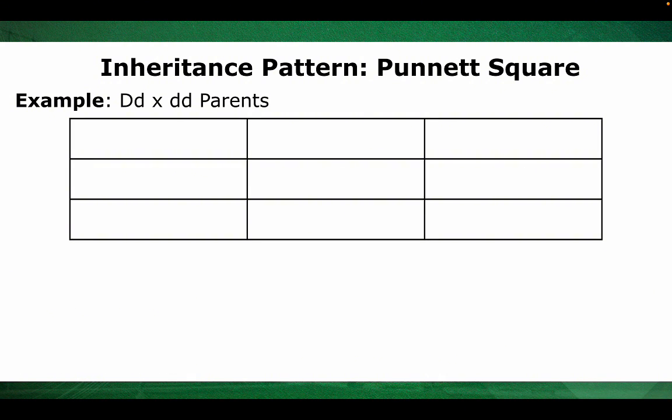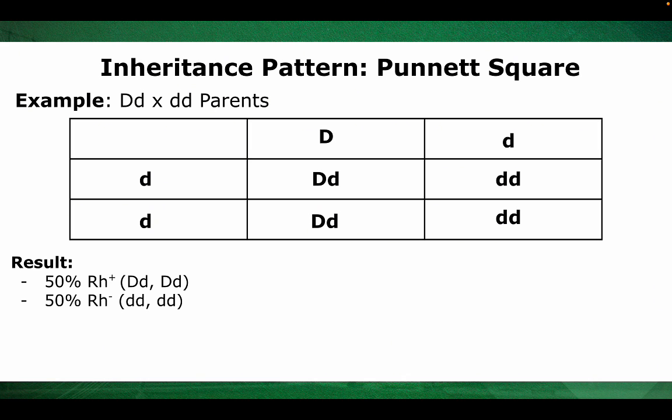Okay, let's have another one. For example, you have capital D, small d, and small d, small d parents. Again, just put these in the boxes. So that's capital D, small letter d, and this one, small letter d, small letter d. Then you combine: Dd, dd, Dd, dd. Based on the discussion, what would be the ratio? There will be a 50% chance that your child is Rh positive or Rh negative.